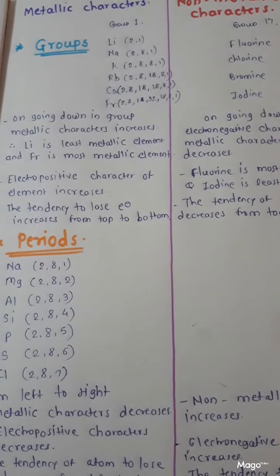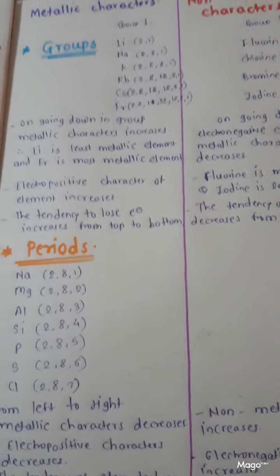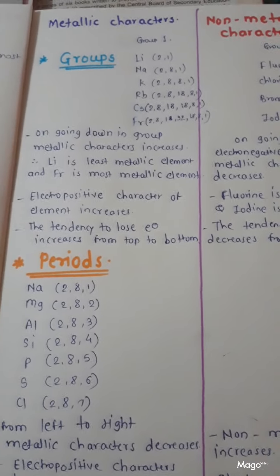I hope you got all points related to metallic characters, non-metallic characters, and also valency and variable valency. If you have any doubt, you can ask me.